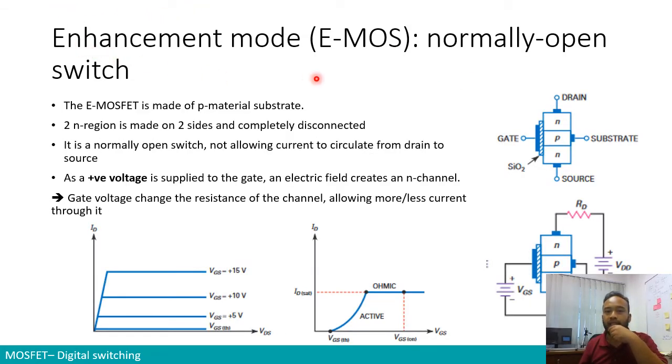Now let's look at the other type of MOSFET. Just now we were talking about depletion mode. Now we are going to talk about enhancement mode. Enhancement mode and depletion mode differ in terms of the original construction of the material. In depletion mode, we already have the channel connection between the N zones, but in enhancement mode, in the original state, when no gate voltage is applied, both N regions are completely separated by the P material. So in terms of electrical connection, it isolates the drain and the source.